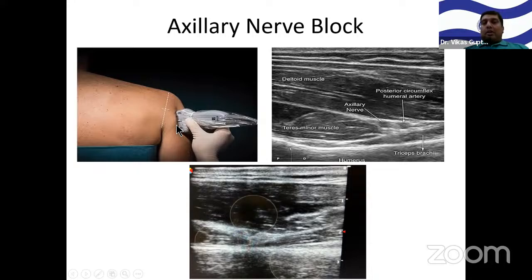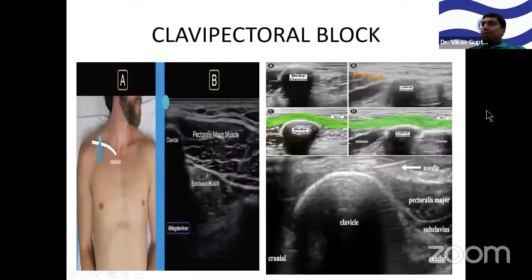So how will we perform this block? We use a linear probe with the patient sitting. We put our probe just below the humerus head, scan downwards, and identify this triangular fascial plane. We go in plane, cranial to caudal, penetrate this fascial plane, and put the drug there so that the nerve is pushed towards the artery. By this we can do all types of shoulder surgery, because the axillary nerve supplies the shoulder capsule also. With the in-plane approach, 10 to 15 ml of drug is enough.